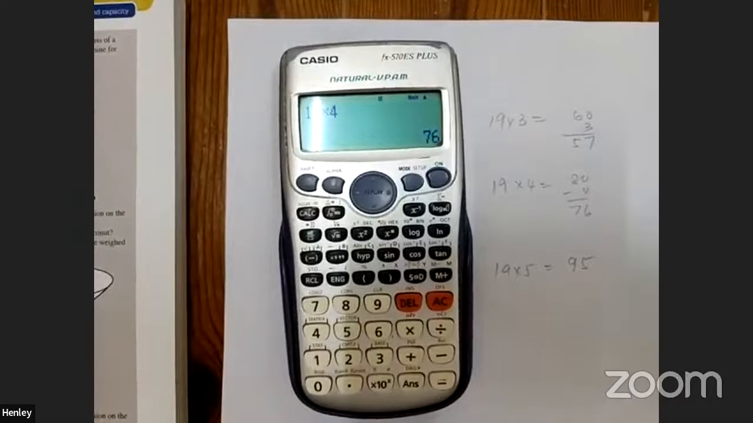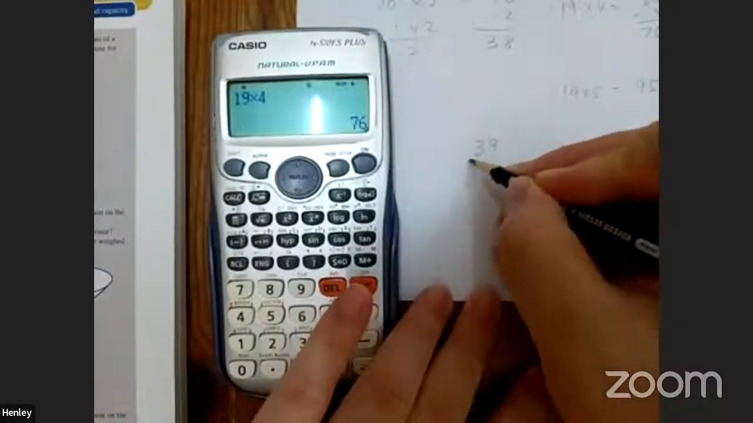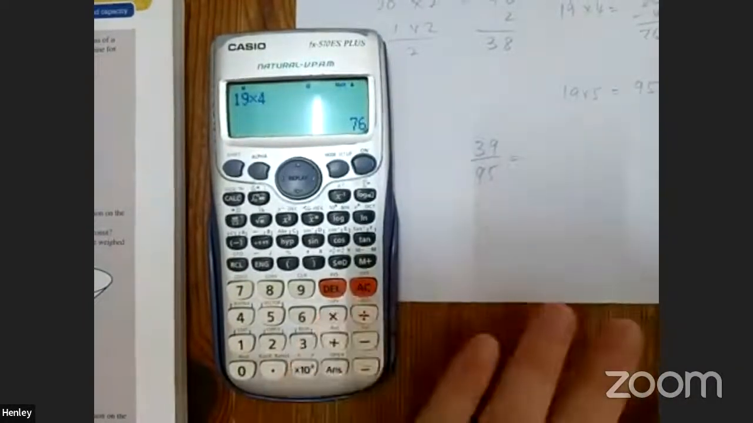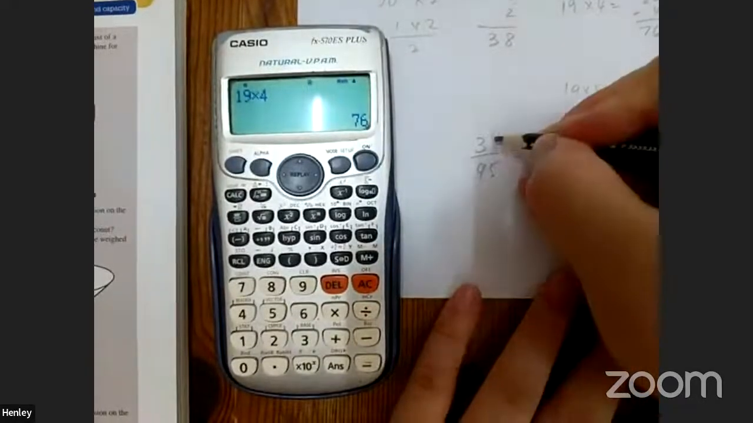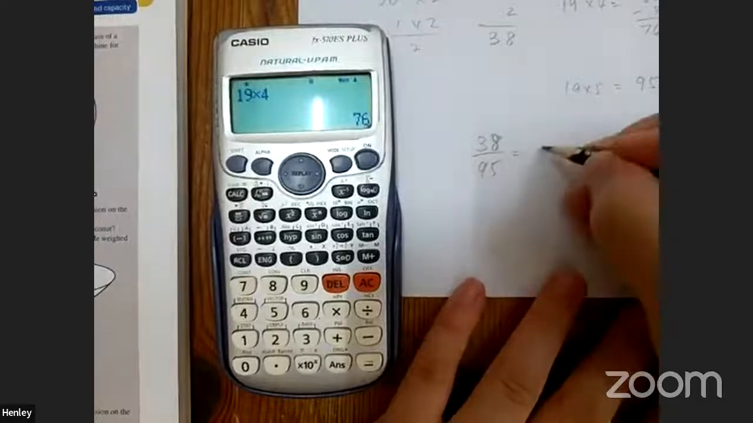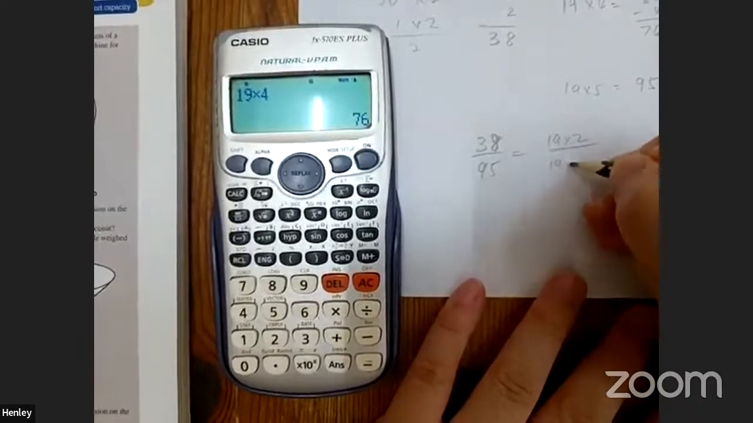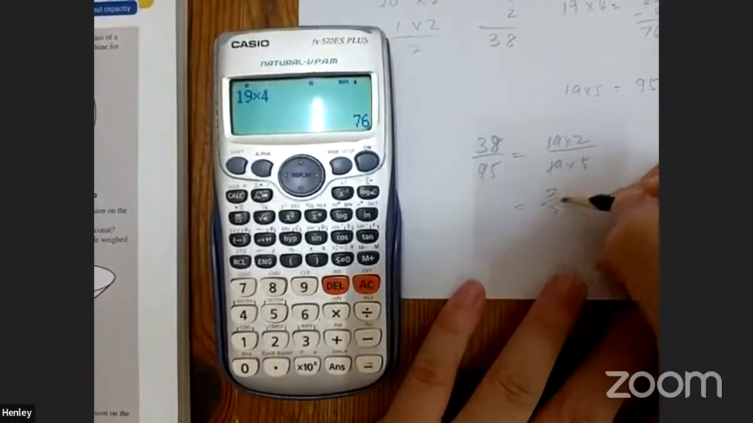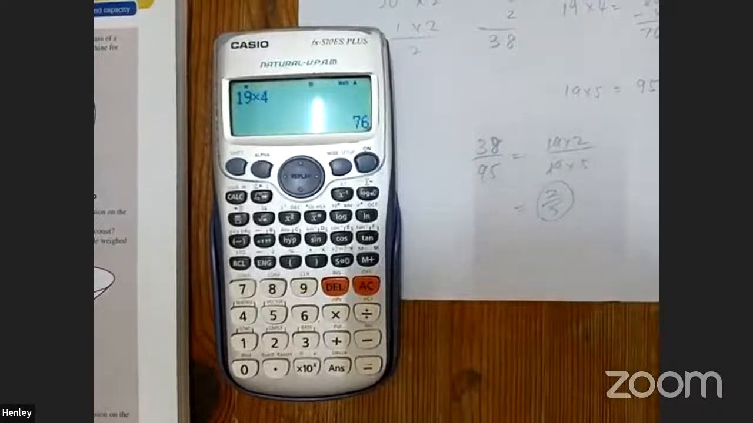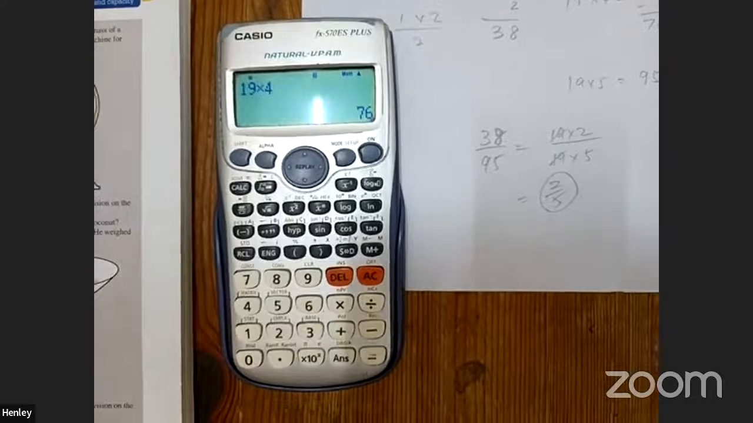Prime number factorization. For example, the famous question will be 38 over 95, and then you need to factorize it. I think many students struggle with this question. But actually, if you know this one is 19 times 2, and this is 19 times 5, then you can cancel each other. The answer you get is 2 over 5. I think this estimation is good to use in other ways as well.